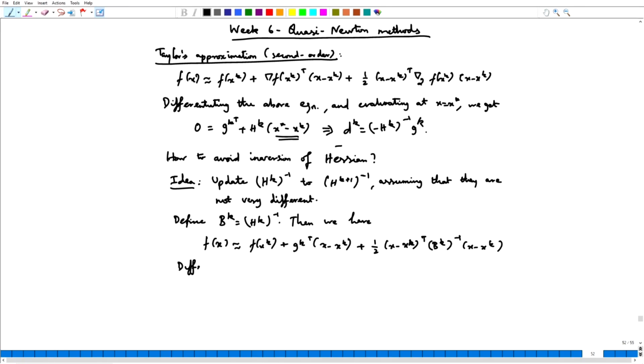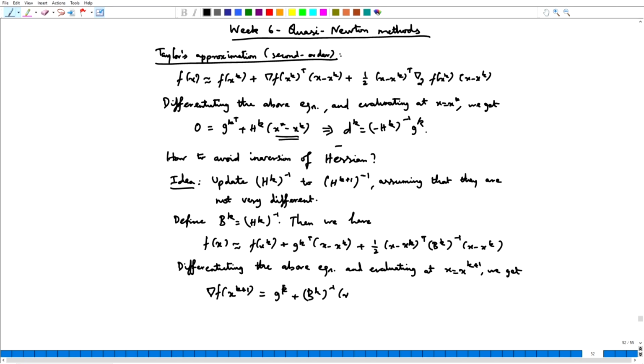So, differentiating the above equation and evaluating at x equal to x_(k+1), we get del f of x_(k+1), which is actually g_(k+1), equal to, so this is, I mean, del f of x_k if you differentiate, and here you have g_k, and here you have B_k inverse (x minus x_k), that is x_(k+1) minus x_k.